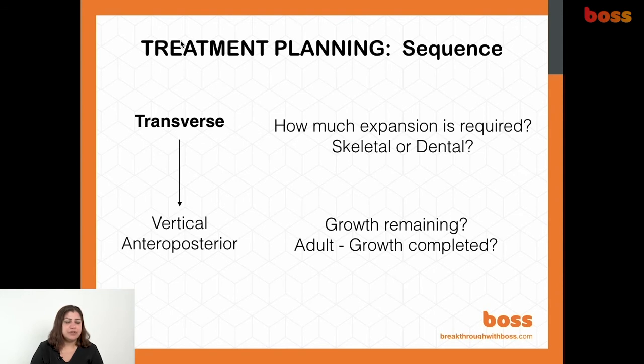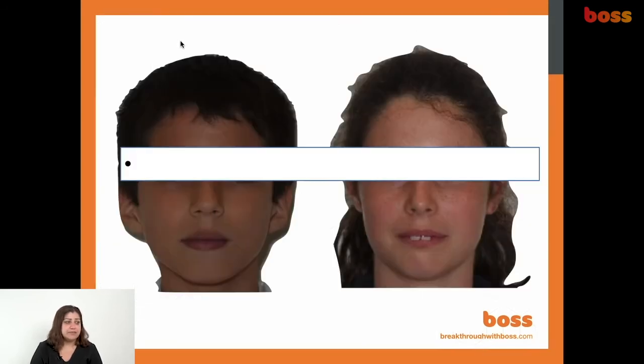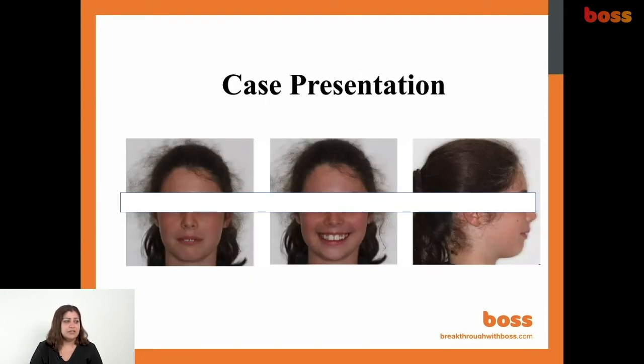So transverse first, how much expansion is needed? Is this going to be skeletal or dental? How much growth is remaining? Is growth being completed? That has a big factor in it. So let's look at developing a problem list and then a treatment plan for two children here. The difference is that one of them is skeletal class 2, the other one is a dental class 2, but a skeletal class 1. So let's look into this.